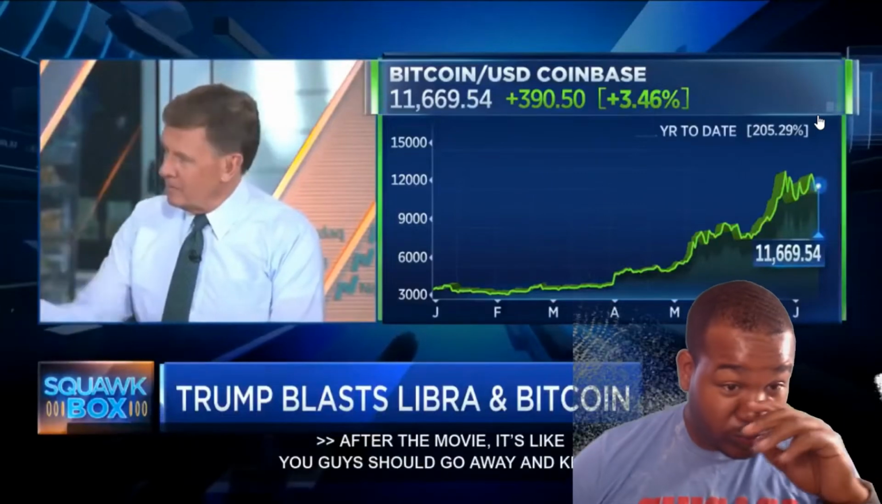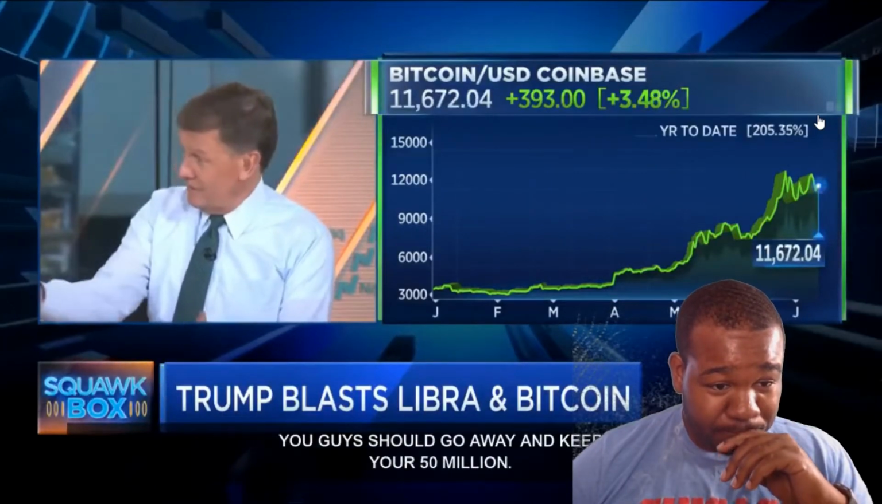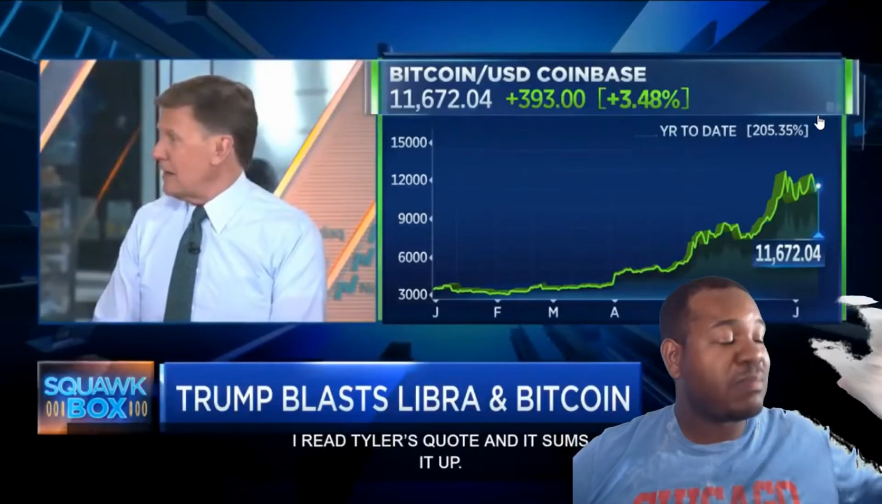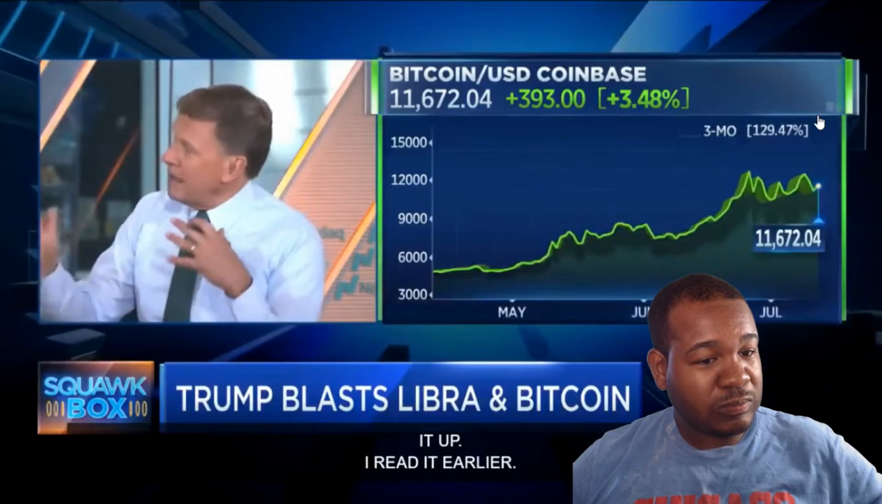And Tyler's quote, I read that and I said, that sums it up. And his quote is that, I read it earlier. Mathematical framework, yeah. The mathematical framework has nothing to do with politics. It has nothing to do with devaluing the currency. No one can. Can Bitcoin be regulated? How would you regulate Bitcoin?